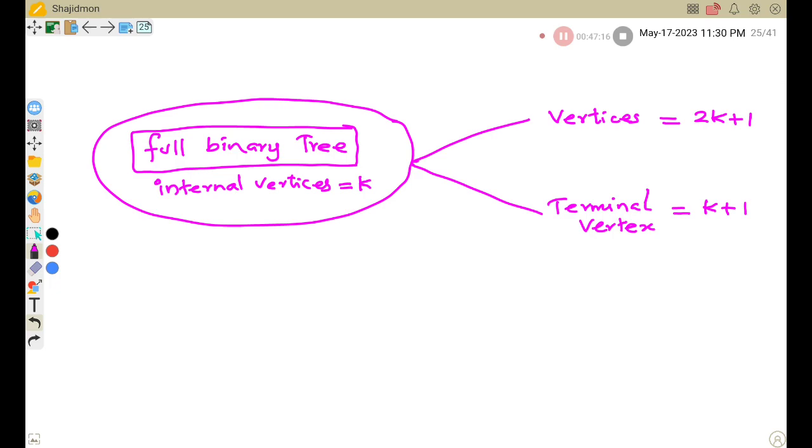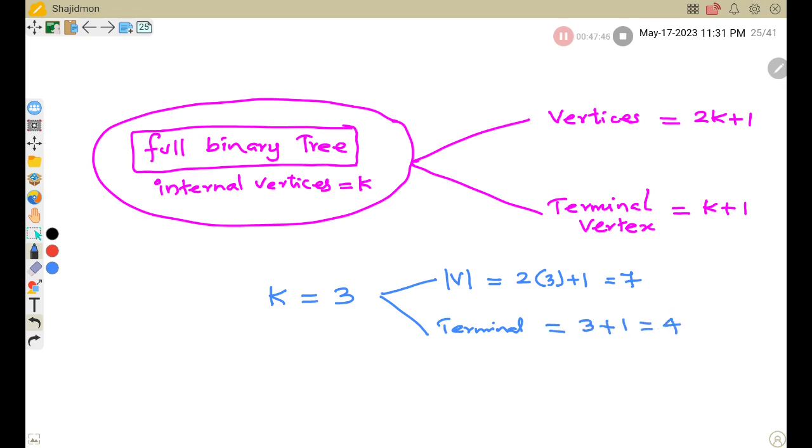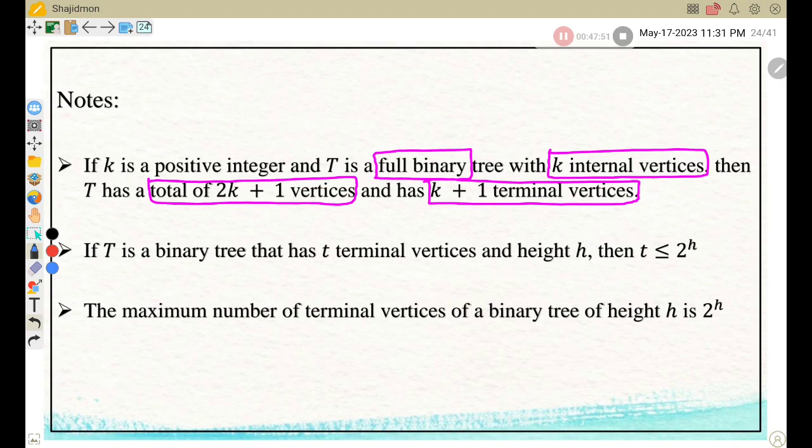So in a full binary tree, if you know the number of internal vertices, for example, I have 3 internal vertices. So how many vertices will that tree have in total? Number of vertices is 2k plus 1. So 2 multiplied by 3 plus 1. 6 plus 1, 7, totally 7 vertices will be there. How many terminal vertices will be there? Terminal vertices equal k plus 1, that is 3 plus 1. How many will be there? 4 terminal vertices will be there. This idea is very, very important for drawing the full binary tree.